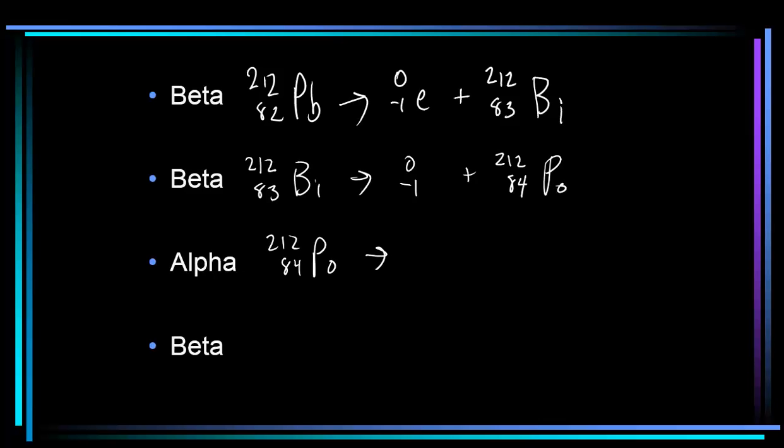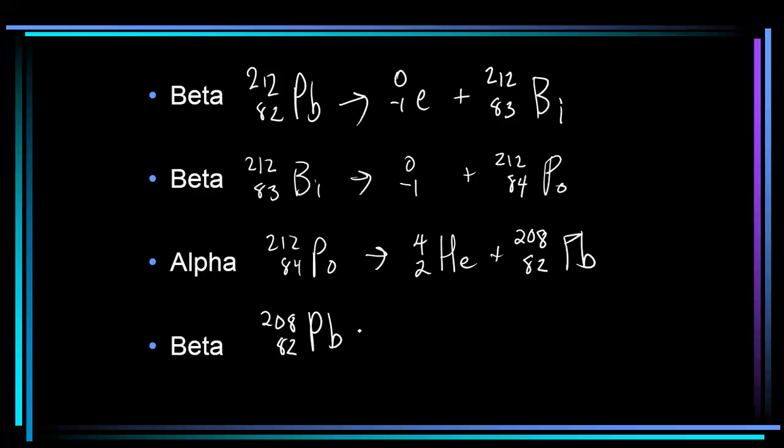Emmy. What plus 4 is 212? What plus 2 is 84? Who is number 82? Finally, Veronica, who was hoping I would forget her. 208, 82 by beta decay.